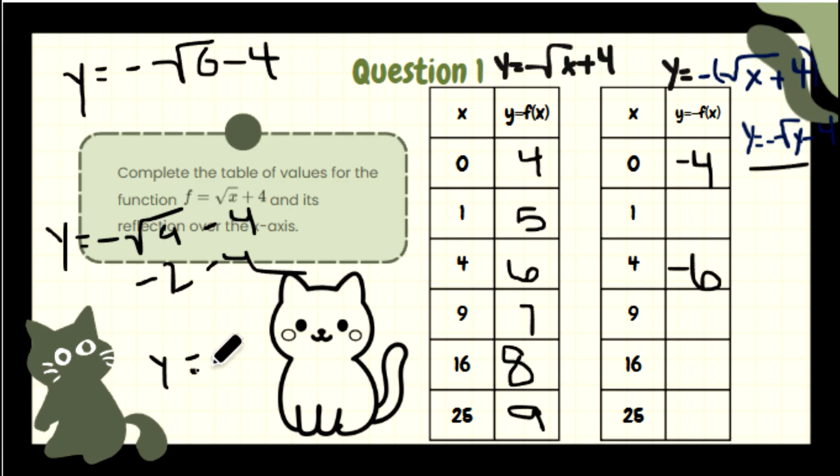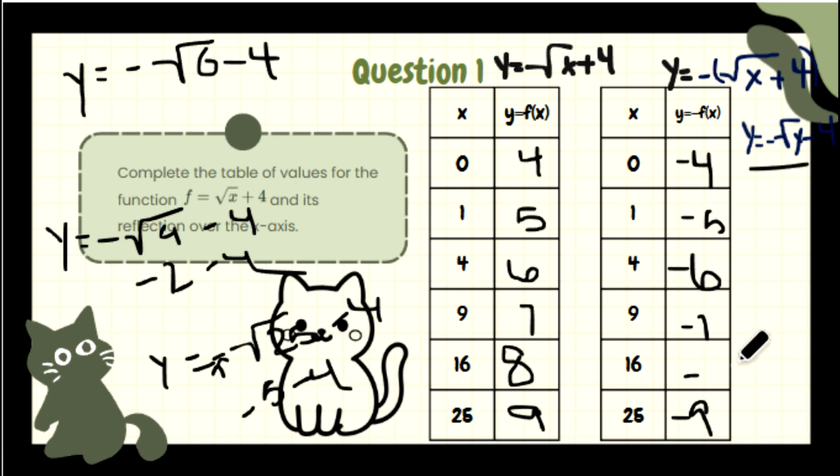y is equal to the negative square root of 25. Now remember, because this negative is outside of the square root, it's going to stay no matter what happens under here. So this becomes negative 5 minus 4, which becomes a negative 9. It held true for all of those, so we can assume that this is going to be negative 5, this is going to be negative 7, and this is going to be negative 8.